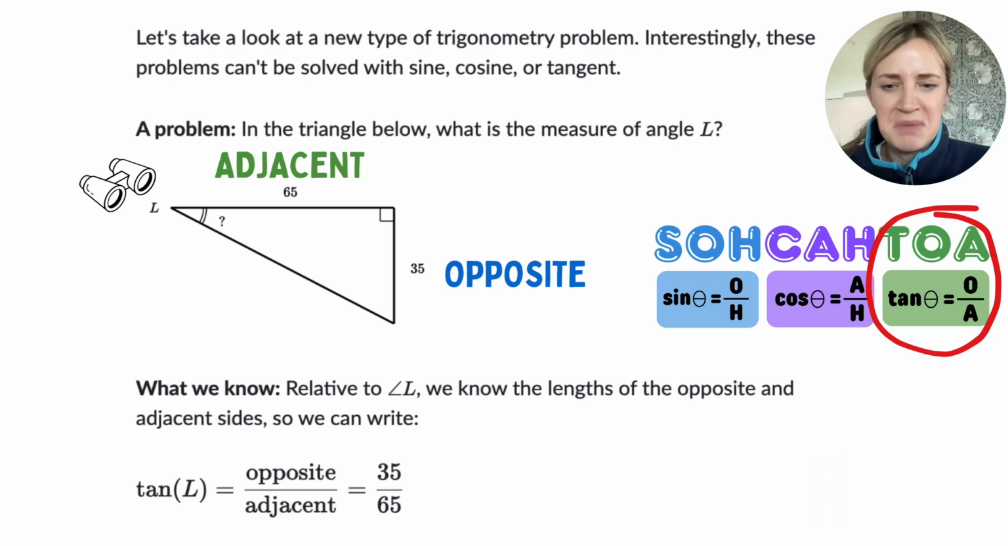But what do we do from here? Usually we hit tangent of a number and put it in our calculator and got something out. But this is tangent of angle L. How do we do that? How do we put that in our calculator?